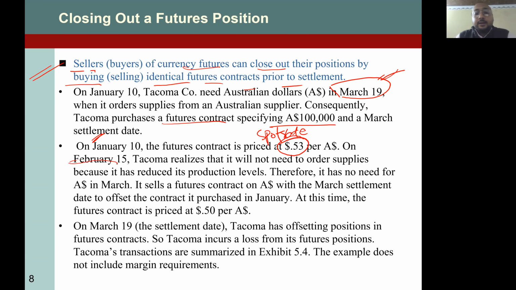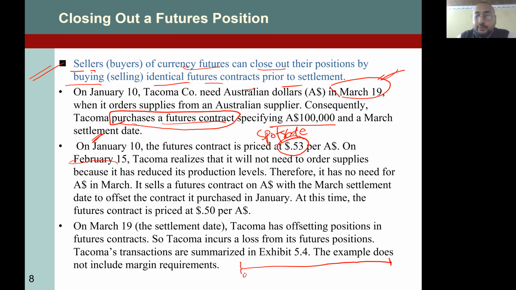On February 15, Tacoma realizes that it will not need to order supplies because it has reduced its production level. So what was the original contract? Purchase of future contract. They would be purchasing the future contract. So the best idea in these kind of questions is to make a timeline like I'm doing there.